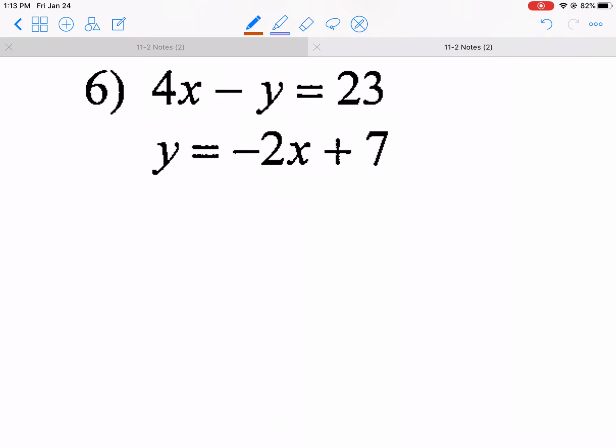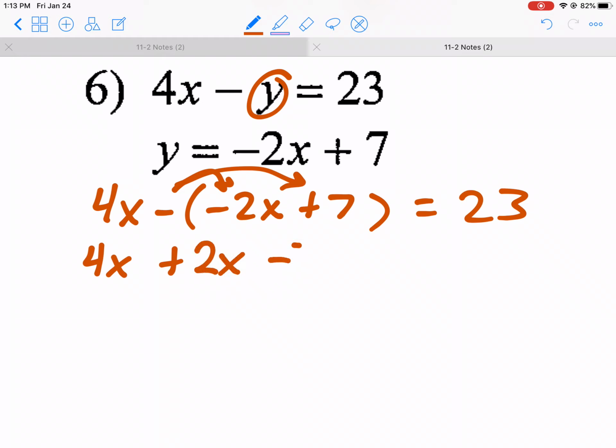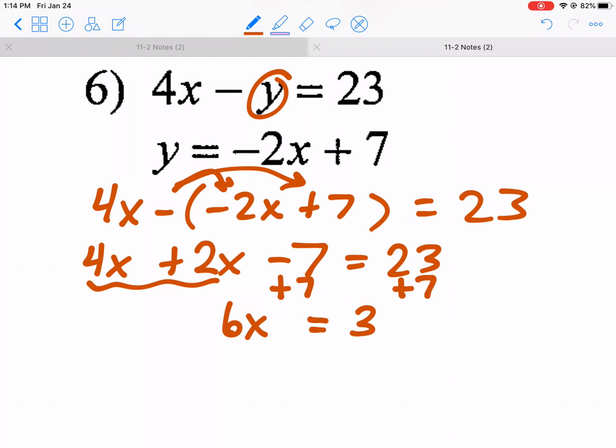We have one equation already solved for y. So I'm going to take that equation and plug it in where there's a y in the other equation. So I'm going to take 4x minus, big set of parentheses, and inside the parentheses I'll put -2x plus 7. We're going to distribute this negative throughout the parentheses. So 4x plus 2x minus 7 equals 23. We could combine like terms, 6x. We could add the 7 to both sides. So we get 6x equals 30. Divide both sides by 6, and we have found that x equals 5.